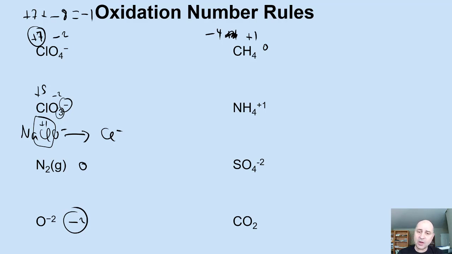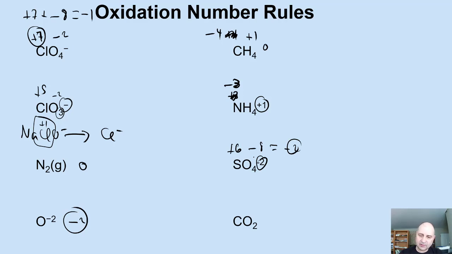Okay, ammonium, same idea. 4 hydrogens, each of them positively charged. But the nitrogen here is only +3, not +4, because we have to have an overall charge here. Wow, I did that again. It's -3, of course. Sulfate, +6, right? Because we have -8, and +6 plus -8 equals -2.